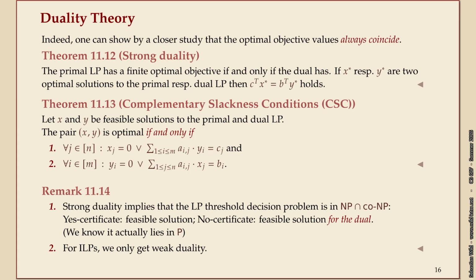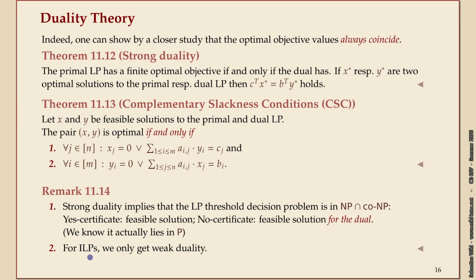If you want to take the complexity angle, you can say for LPs, not integer linear programs. All of this is just for LPs, right? Not for the integer linear programs. For normal LPs, the fact that you have strong duality means that you have a yes and a no certificate, primal and dual variables. And so we know that the decision problem is in NP and in co-NP, but we already know it's in P, so maybe that's not so surprising.